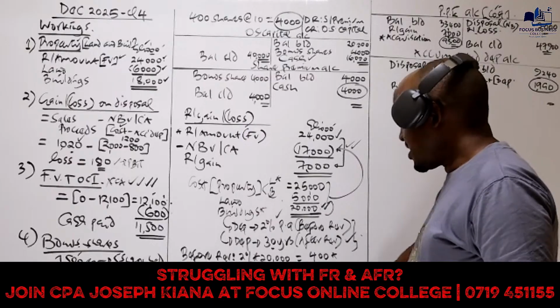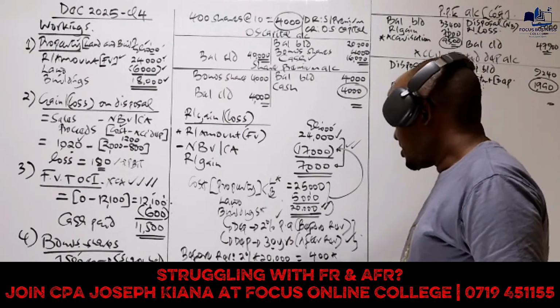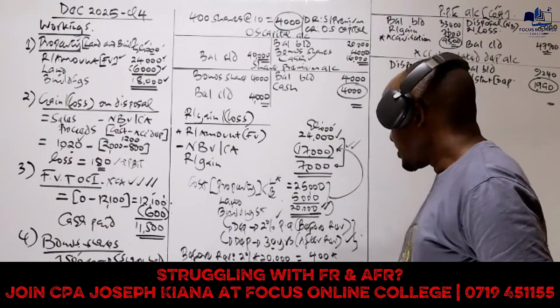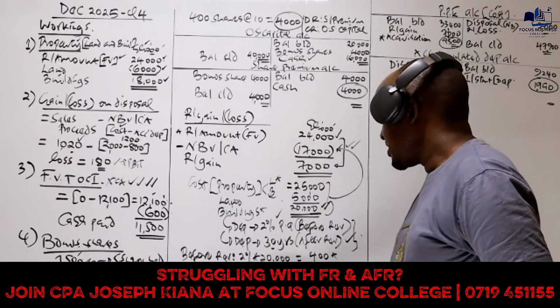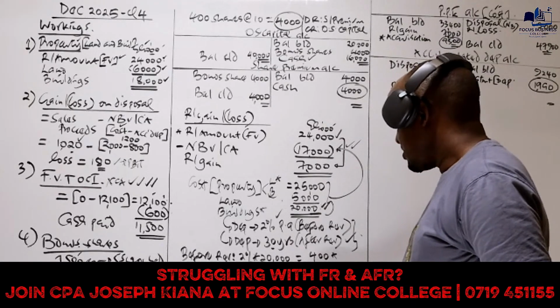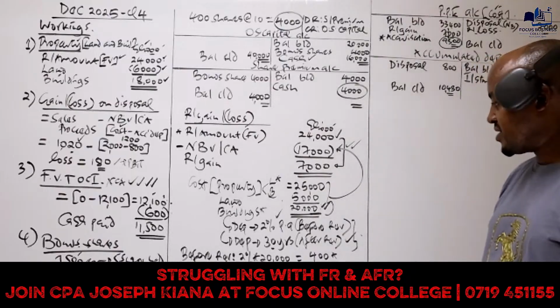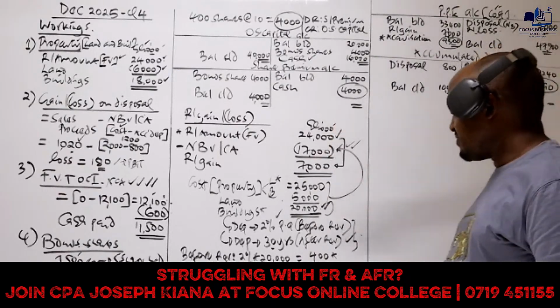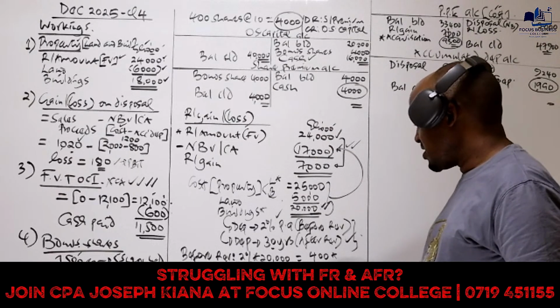Is it the retained earnings? No. Let me put it like this instead of giving a double entry. This excess depreciation is deducted from the revaluation gain. The reason why there was excess depreciation is because the assets were revalued upward. So this is basically deducted from the revaluation gain.